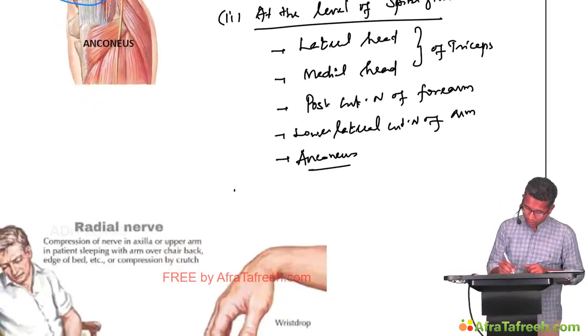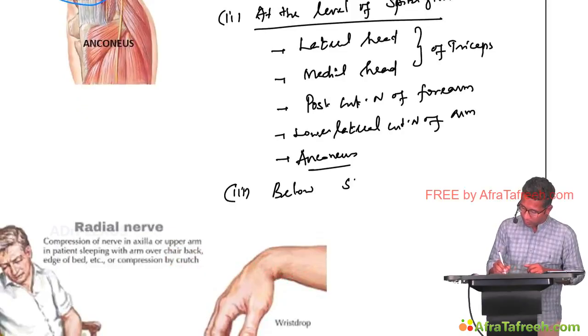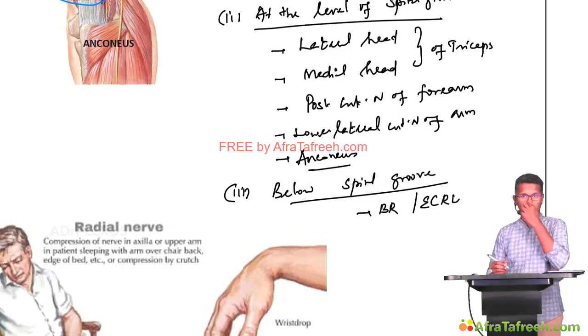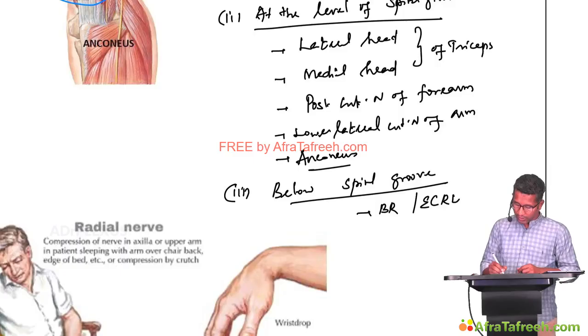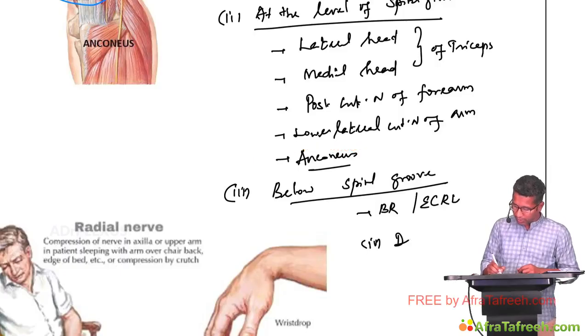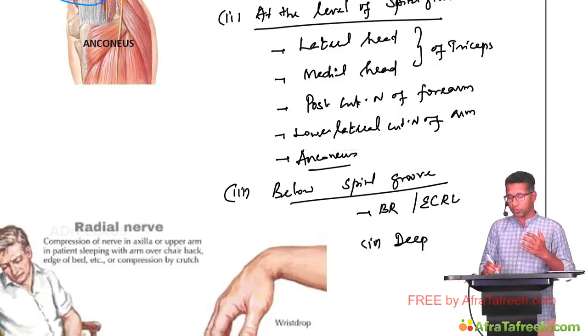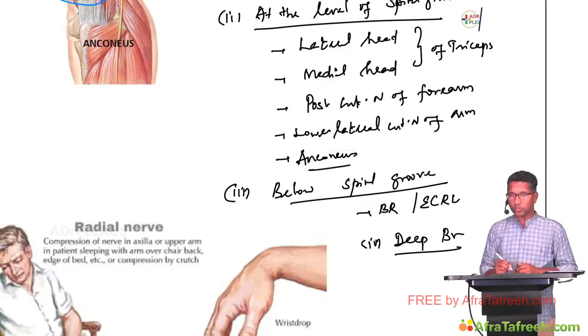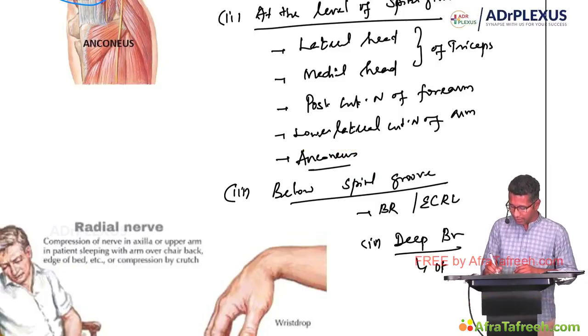Now below the level of spiral groove, it supplies two muscles. One is the brachioradialis, another one is extensor carpi radialis longus. And the fourth one is the deep branch. So it enters the cubital fossa, divides into superficial branch and deep branch, and this deep branch supplies the other extensors.